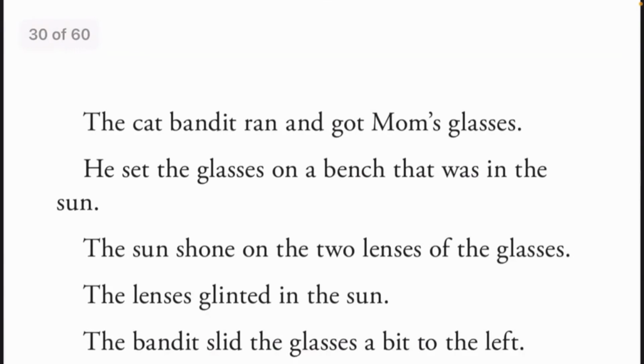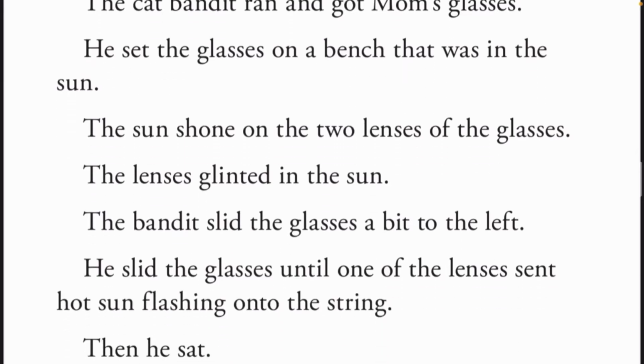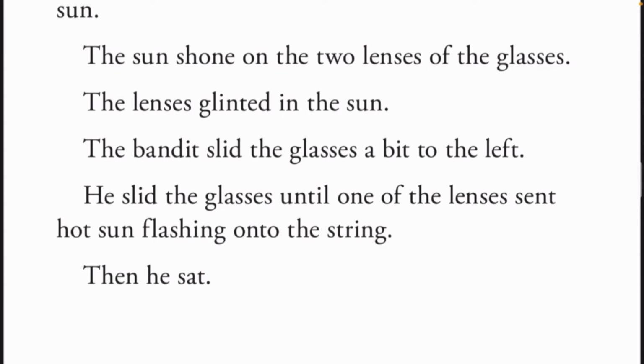The cat bandit ran and got Mom's glasses. He set the glasses on the bench and then was in the sun. The sun shone on the two lenses of the glasses. The lenses glittered in the sun. The bandit slid the glasses a bit to the left. He slid the glasses until one of the lenses set hot sun flashing onto the string.